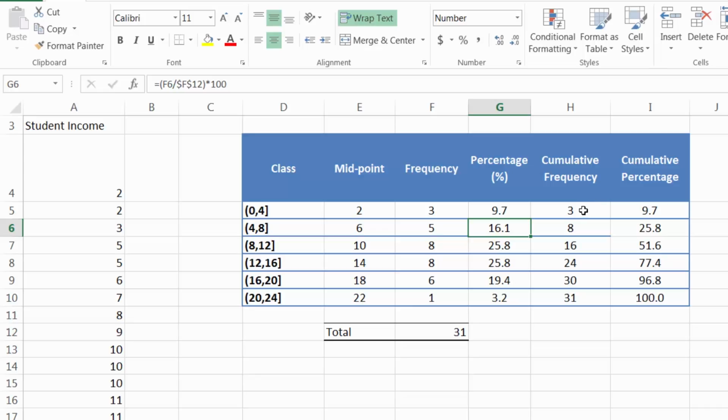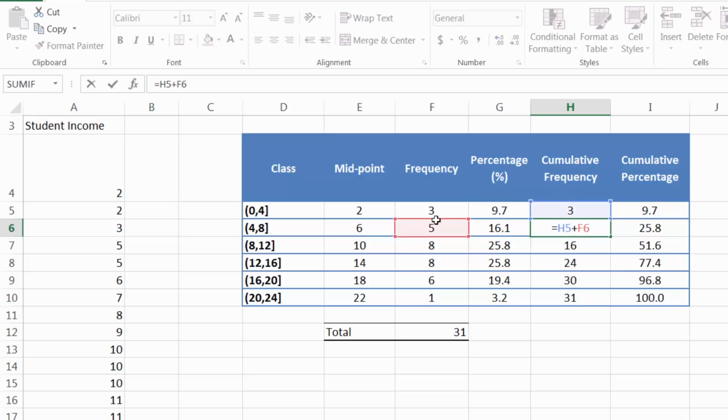Cumulative frequency is basically a continuous count of your frequency. So it starts at 3, and then the next number continues that count. So it'll be 3 plus 5, which is 8. Or here, it will be 8 plus 8, which is 16, and so on. So it continuously counts the frequency.